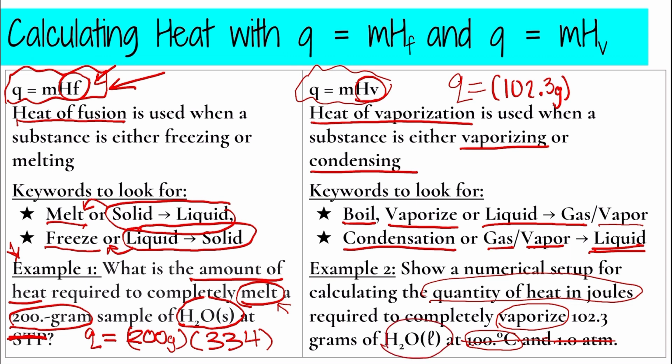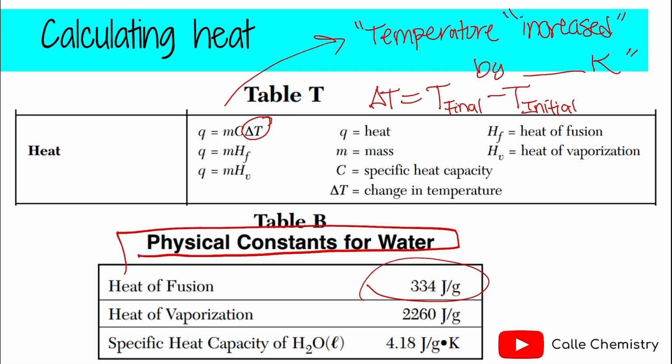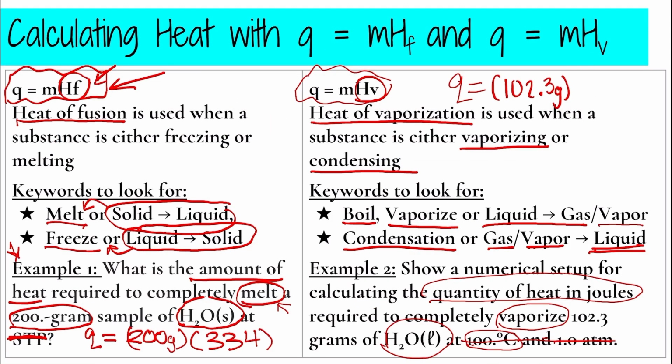So they don't give us HV, and the reason they don't do that is because we have it here. Heat of vaporization is 2,260. So I'm going to put this, 2,260.